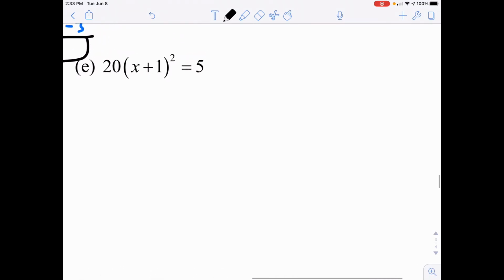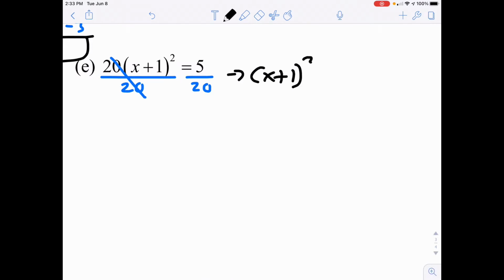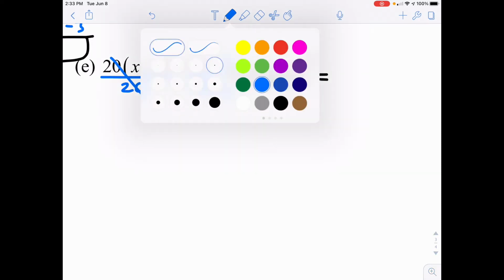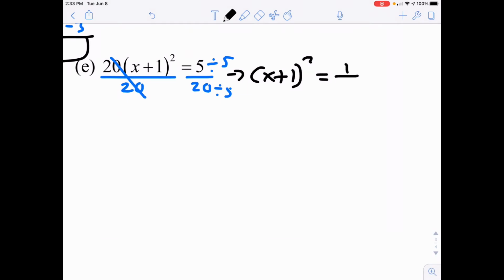Letter E. In order to get x by itself, I need to get rid of the 20, the 1, and the squared. Let's start with the 20. At first, this seems kind of hard because we have a reduced fraction. x plus 1 quantity squared equals 5 over 20. If I reduce that, 5 goes into 5 one time, and 5 goes into 20 4 times. So 5 over 20 reduces to 1 over 4.